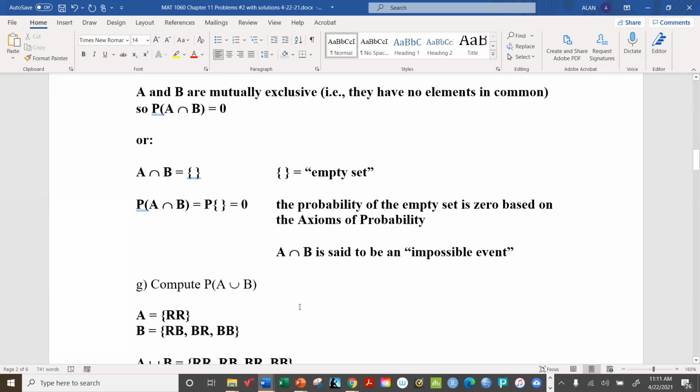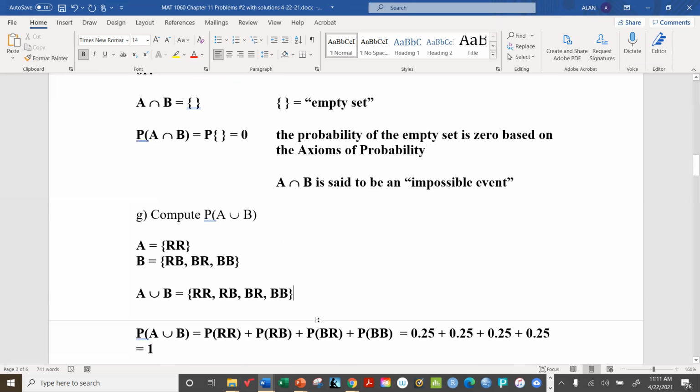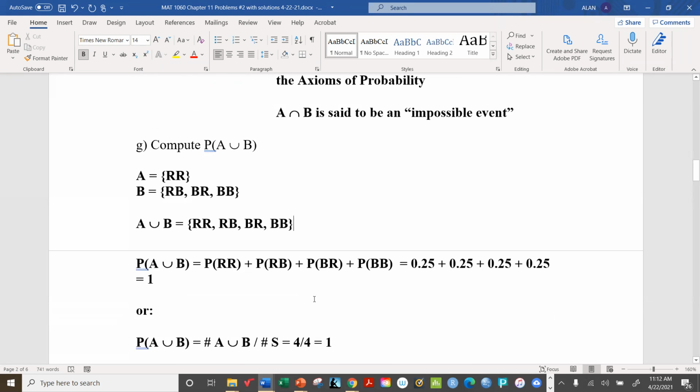But then with the union, we're bringing the sets together, remember? So we've got these two sets, and when I bring them together, look what happens. Oh, they give me the entire sample space.